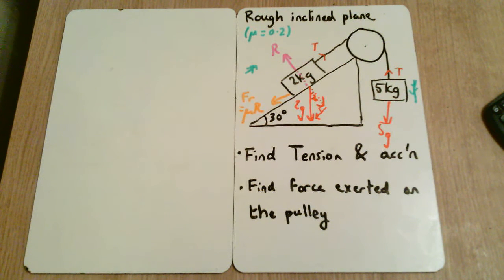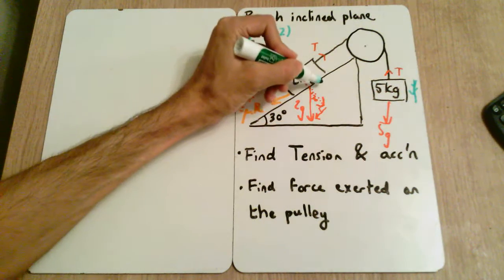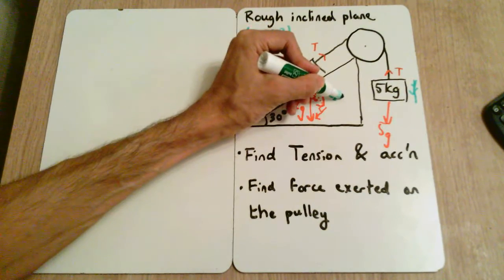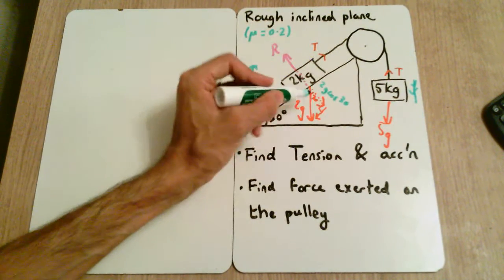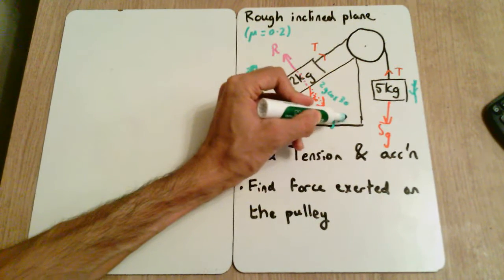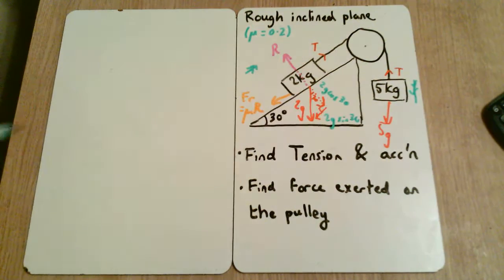Once we've done that, we now just need to label those forces on our diagram, where our components are 2g cos 30 over here because it's the adjacent, and then coming down the slope is 2g sine 30. And that now is a fully labeled diagram. Now it's really just about getting the marks for this question and working out the tension and acceleration.